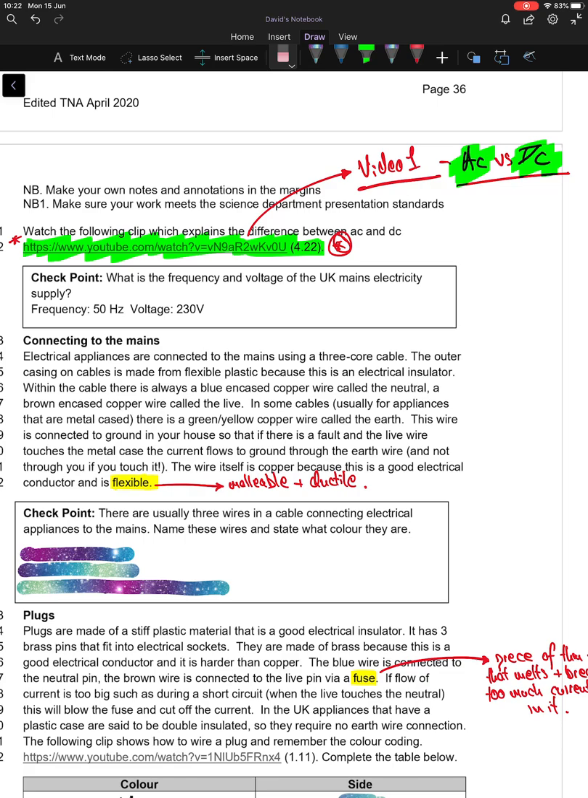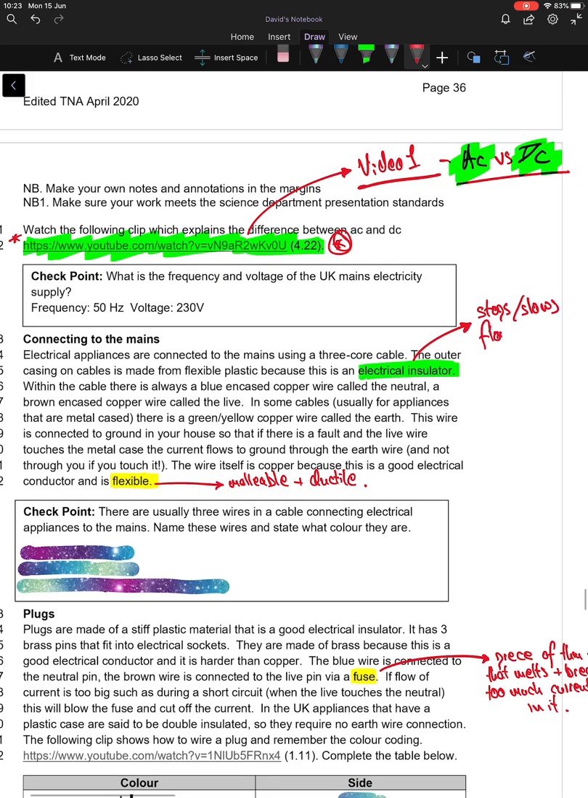Okay, now connecting to the mains. Electrical appliances are connected to the mains using a 3-core cable. The outer casing on cables is made from flexible plastic because this is an electrical insulator. What do we mean by the term insulator versus conductor? Can you remember? Now, an insulator is something that stops, slows flow of current, keeps it within a set place.